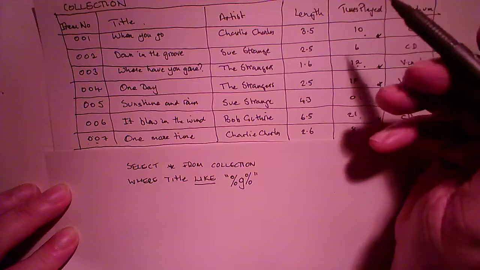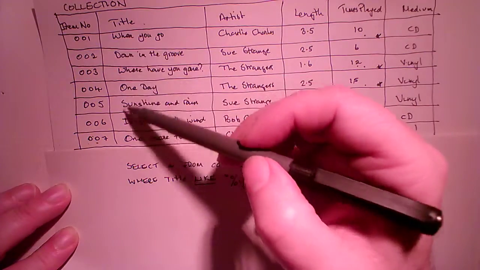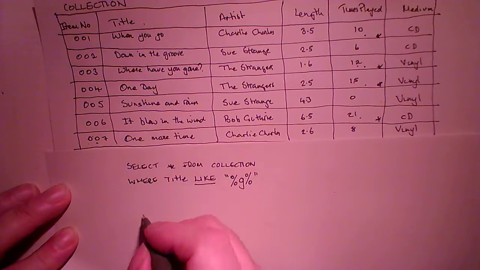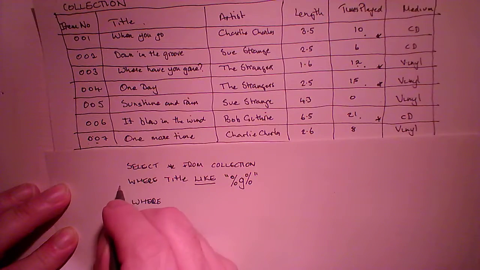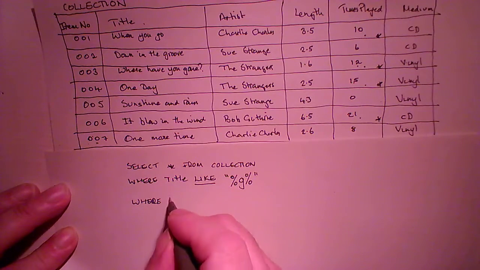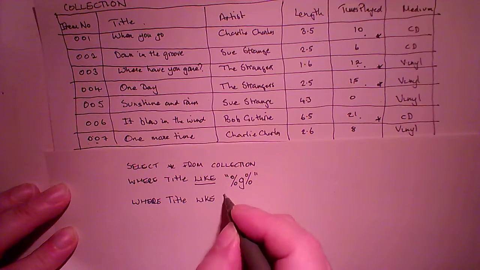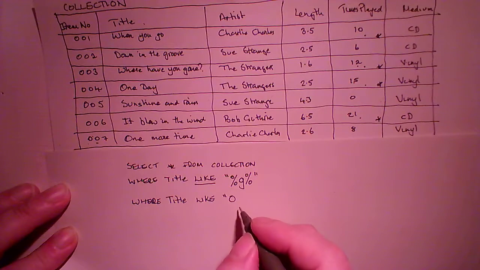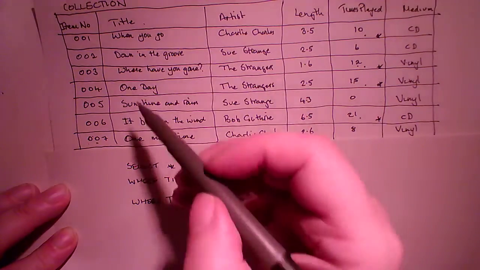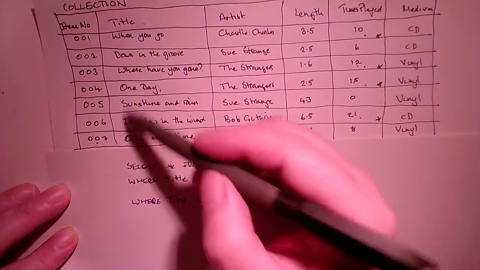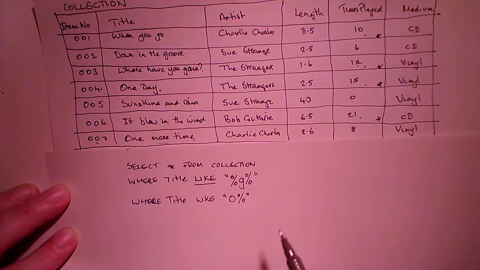Won't pick up this one, won't pick up this one, won't pick up this one, and won't pick up that one. If I wanted to pull out all the ones that start with an O, I would do the same thing. Now this is not another line, this is to replace this line here, where title like O, and I don't care what comes after it. So that would pick out 1 day and 1 more time, because they both start with O and we really don't care what's after it.